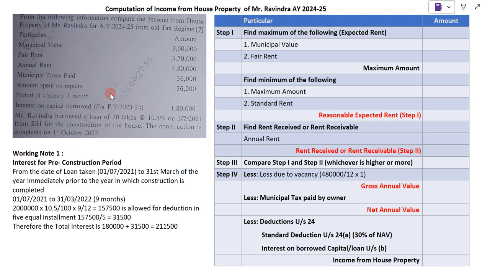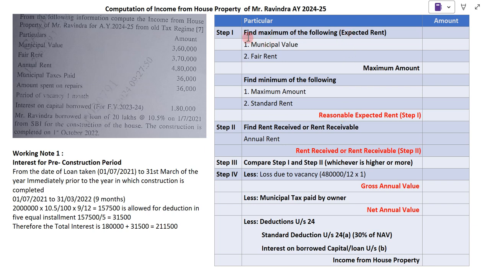Now, how to solve this example of income from house property. First you will write computation of income from house property of Mr. Ravindra, assessment year 2024-25. Now we will follow the following steps. The first step is to find the reasonable expected rent.